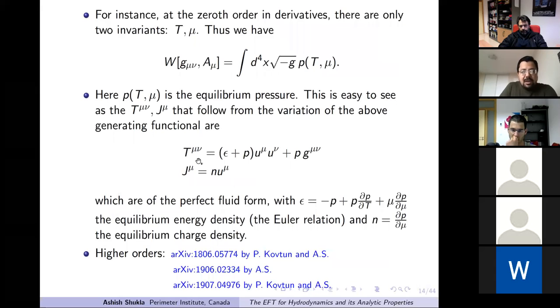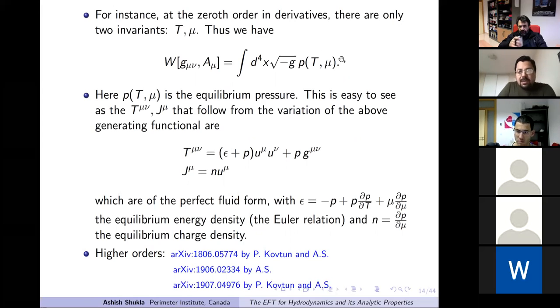So I end up getting T mu nu, which is (epsilon plus P) u mu u nu plus P times G mu nu, and J mu is N u mu. This has the perfect fluid form provided we identify the quantity minus P plus T dP/dT plus mu dP/d mu with epsilon, the equilibrium energy density, which is true. This is the Euler relation. And dP/d mu is identified with the charge density N. So this is a very simple example where we work to the 0th order and vary the equilibrium generating functional, and out comes the equilibrium stress tensor and current, which have the perfect fluid form.